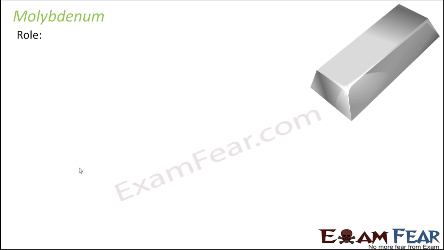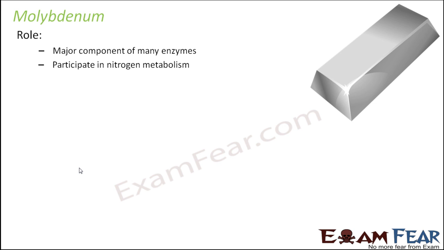Next is molybdenum. Role of molybdenum would be a major component of many enzymes. Examples of some of the enzymes are nitrogenase and nitrate reductase. All these enzymes contain a lot of molybdenum, and these enzymes play an important role in the nitrogen cycle. These enzymes reduce nitrates to ammonia. We will see that when we talk about the nitrogen cycle. They participate in nitrogen metabolism, as I said just now.